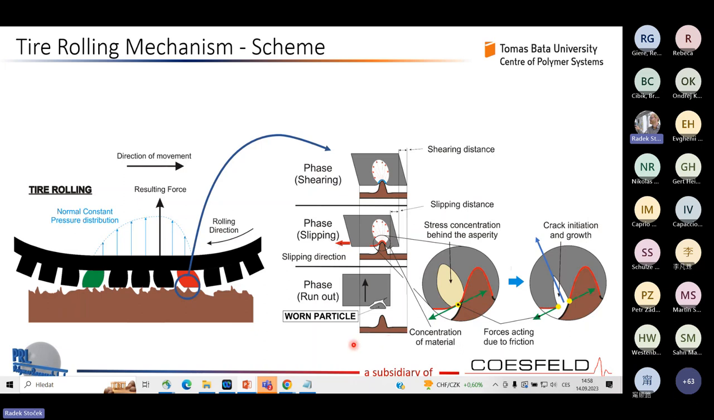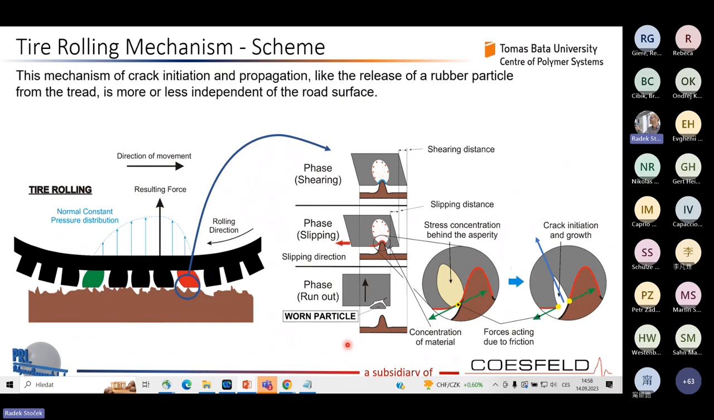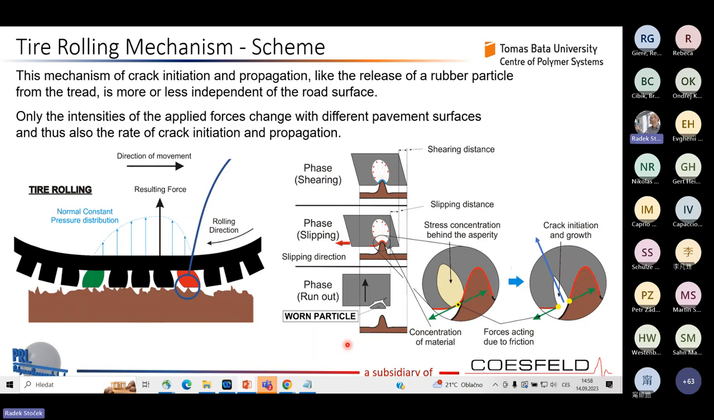So this is a general mechanism, and this mechanism of crack initiation and propagation, like the release of a rubber particle from the tread, is more or less independent of the road surface. In general, only the intensities of the applied forces change with different pavement surfaces, also the rate of crack initiation and propagation. That's very important. The mechanism is the same, only the load changes. In other words, even the size and the sharpness of the asperities influence everything that happens, and the wear as well.